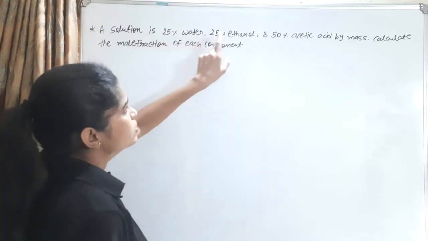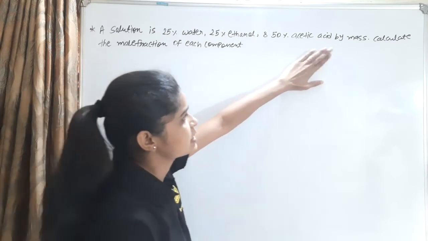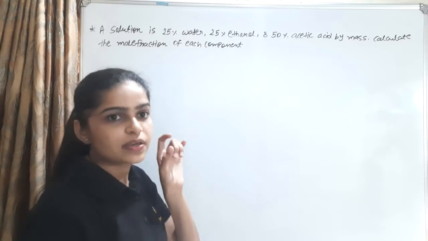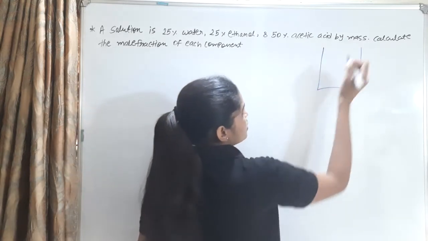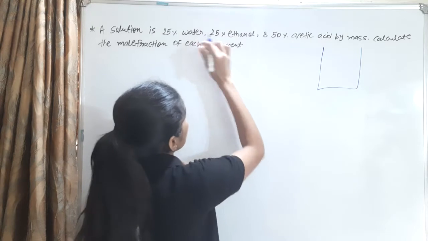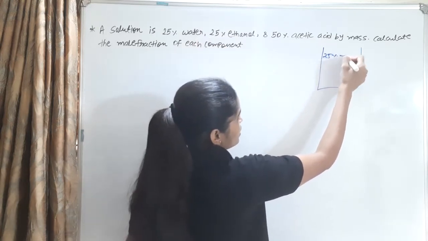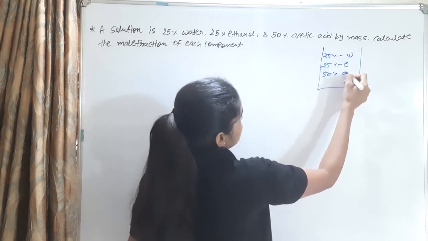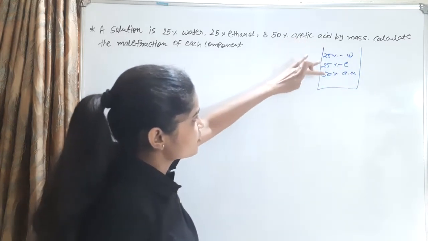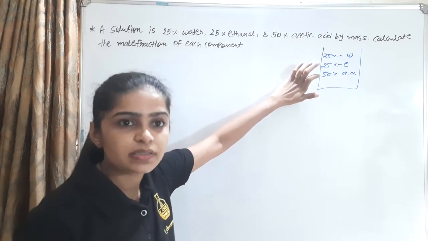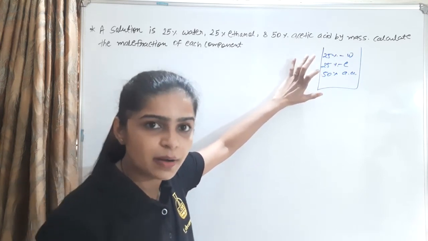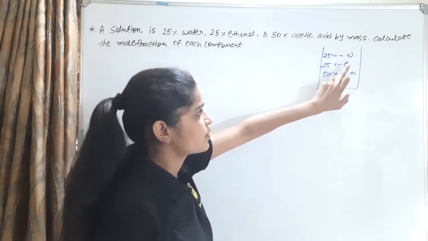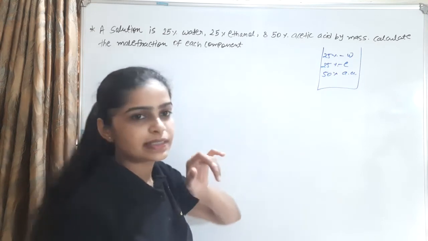A solution is 25% water, 25% ethanol and 50% acetic acid by mass. Calculate the mole fraction of each component. First we know that in the beaker, the solution contains 25% water, 25% ethanol and 50% acetic acid. So 25, 25 and 50%, total 100%. That means the total mass is 100 gram. Out of 100 gram, 25 gram water, 25 gram ethanol and 50 gram acetic acid.